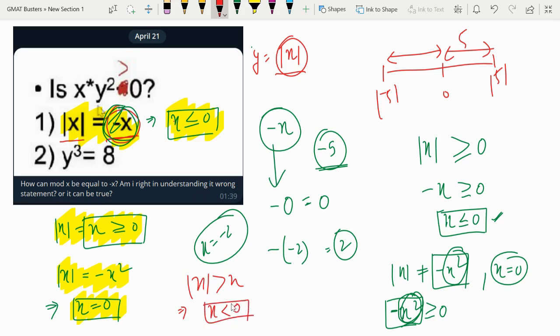If you are in confusion, you can just take values. See, if x is 0, then both will be equal. It cannot be more. If x is positive, then also both will be equal. It cannot be more. When x is negative, x will be negative and mod x will be positive. So in that case, mod x is more than x. So this is correct. This way you have to understand it. Okay, this is very important to learn.